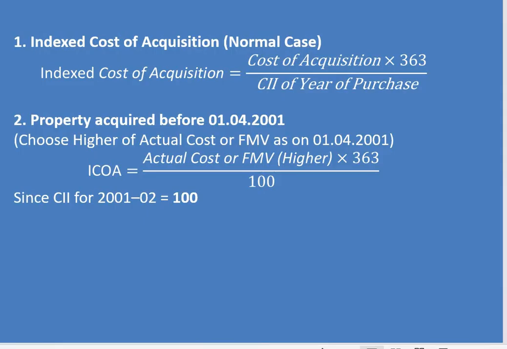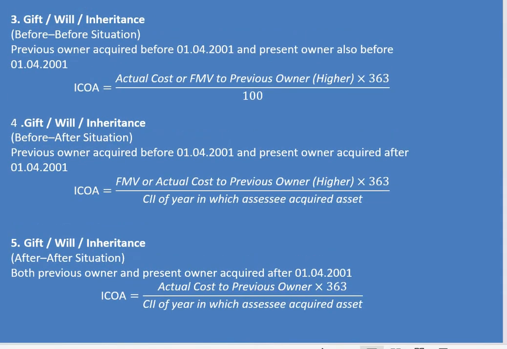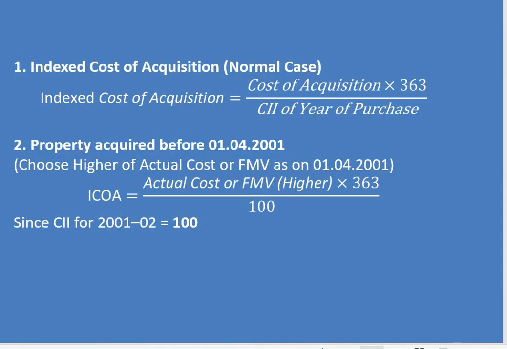So how will we calculate the indexed cost of acquisition? Can you see this slide? 1, 2. Likewise 3, 4, 5. Then we will look into an example regarding it. So for the calculation of indexed cost, there arise 5 cases. Understood? So you have to read the question carefully. Then you have to apply the formula. Now we will see the first case.